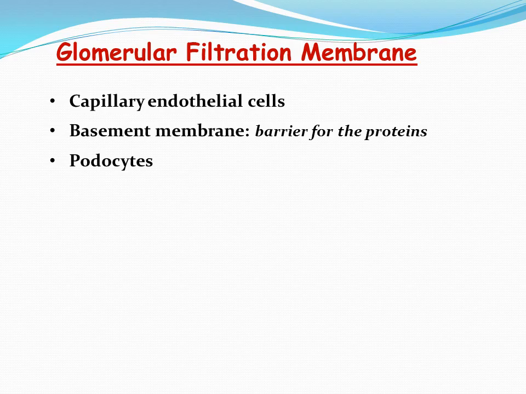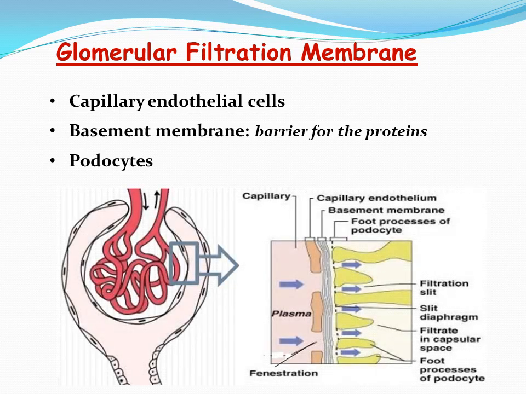That means the membrane through which the plasma will be filtered and the filtrate will be poured into the Bowman's space. This membrane includes three basic layers: one is the capillary endothelial cell layer, second is the basement membrane, and third is the podocyte. You will better understand this membrane by this figure. So let's see this figure.